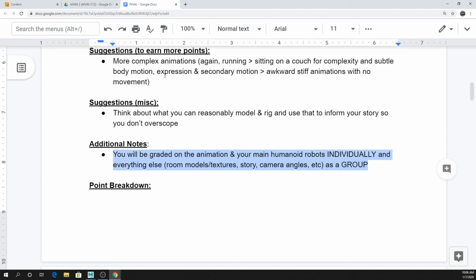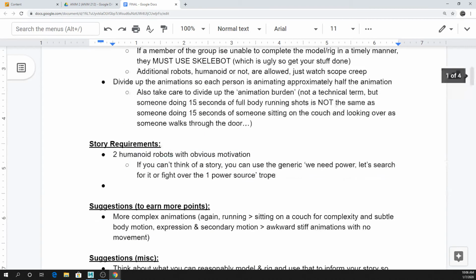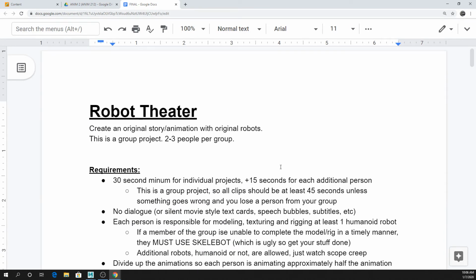So additional notes, I'm not going to go over all of this right now, but I mentioned this before: you'll be graded on the animation and your main humanoid robot, so models, textures, rigs. That's all individual grades. Everything else, like room, models, textures, camera angles, all that stuff, is graded as group work. So that's how I've broken stuff down. And you can see here, for the individual animation, this is more or less how I'm going to be grading. Same thing for overall feel. There's more information there. That's the basic overall idea of the final. Any questions on that before we go into more specifically robot design, what's due next week, that kind of stuff?